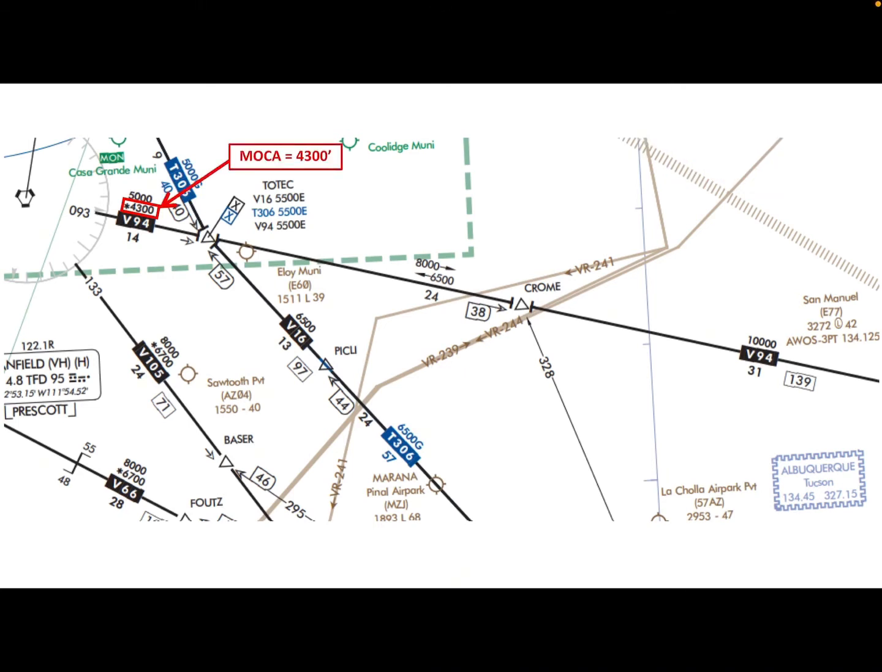Here on Victor 94, we have a MOCA of 4,300 feet, which again gives us that guarantee of clearance in mountainous or non-mountainous terrain. And then it also only tells us that we have a guaranteed VOR coverage for 22 nautical miles away. So from this VORTAC, 22 nautical miles away or more, we would not be able to ensure VOR coverage at 4,300 feet at the MOCA.